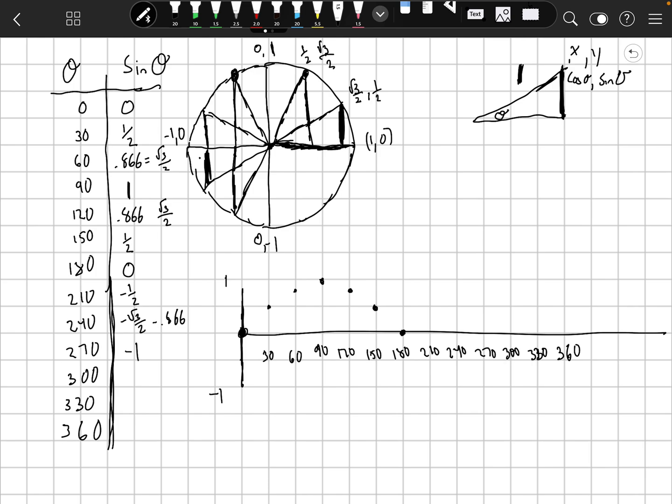At 300, we start to increase again, so it's -0.866 again, another reference angle. At 330, it's going to be -1/2. And then at 360 it's going to be 0.